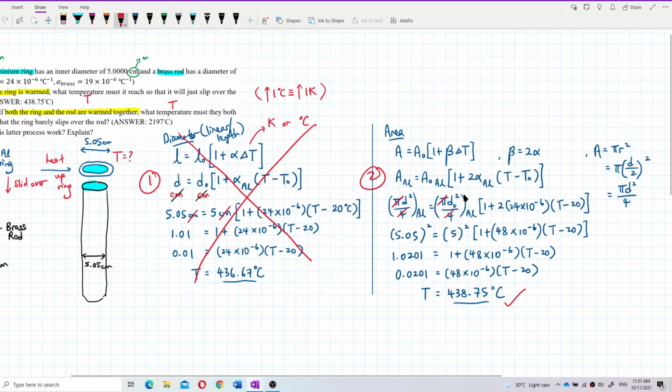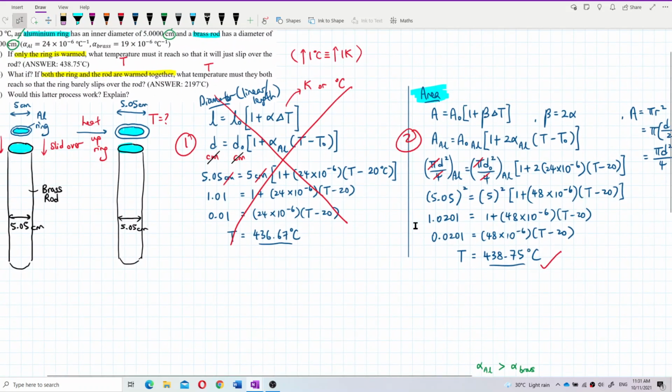Must use the area. Do not use the diameter. Use the area. Be careful. If you use diameter, you get a wrong answer. So use the second method. Don't use the first method.